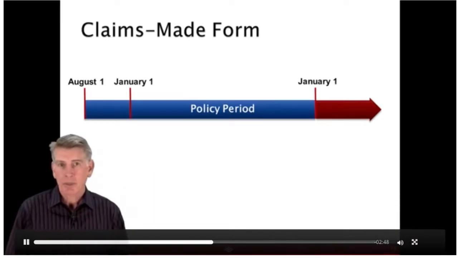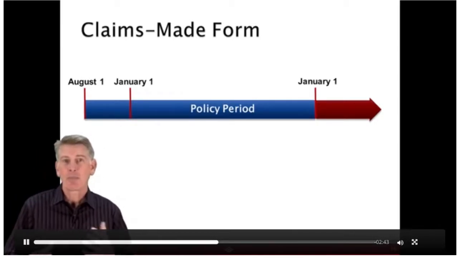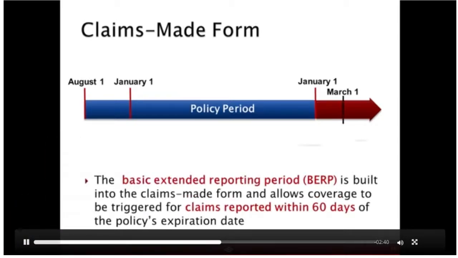The built-in extended reporting period is called the Basic Extended Reporting Period, or BERP. It allows for the reporting of losses for 60 days beyond the policy's expiration date. It's also referred to as a mini tail. It's important to remember that the loss must have occurred during the policy period, and it must be reported within the 60-day time period for the BERP to apply. The policy period is not extended for 60 days. Only the period of time during which claims may be reported is extended.